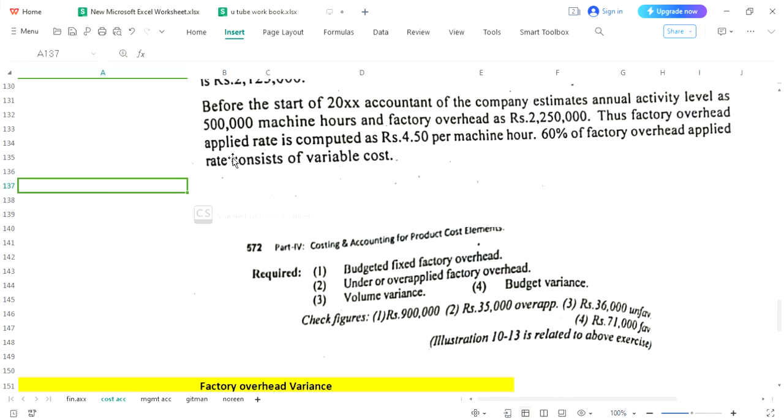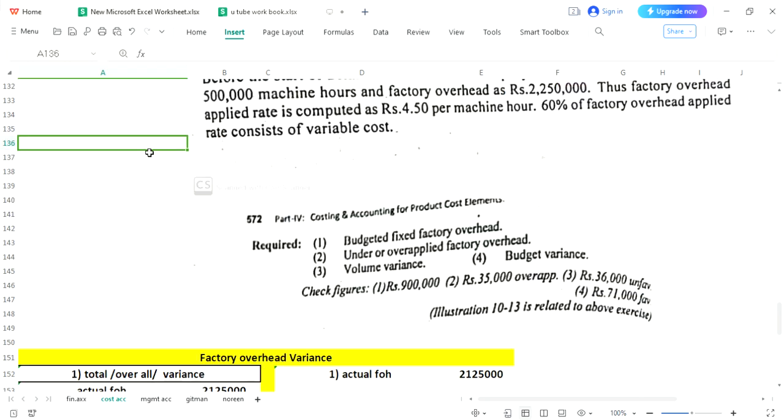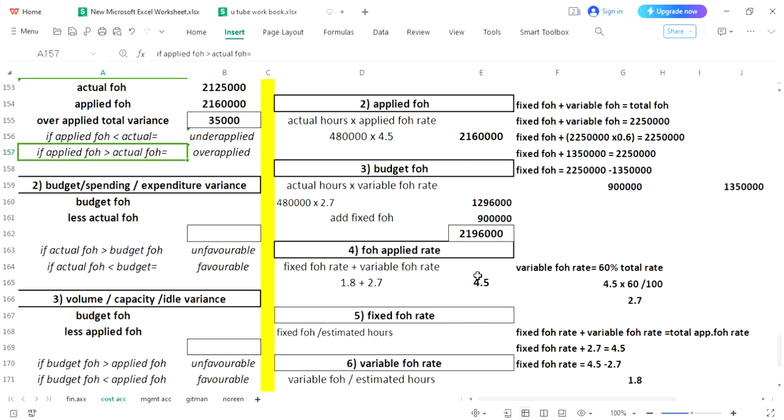35,000. So let's see. Second requirement was under over applied. Second requirement answer is 35,000. Let's see what was our, okay, 35,000 is our answer and it is over applied, and here 35,000 over applied is mentioned. So two variances are calculated under over applied, sorry, one variance has been calculated.